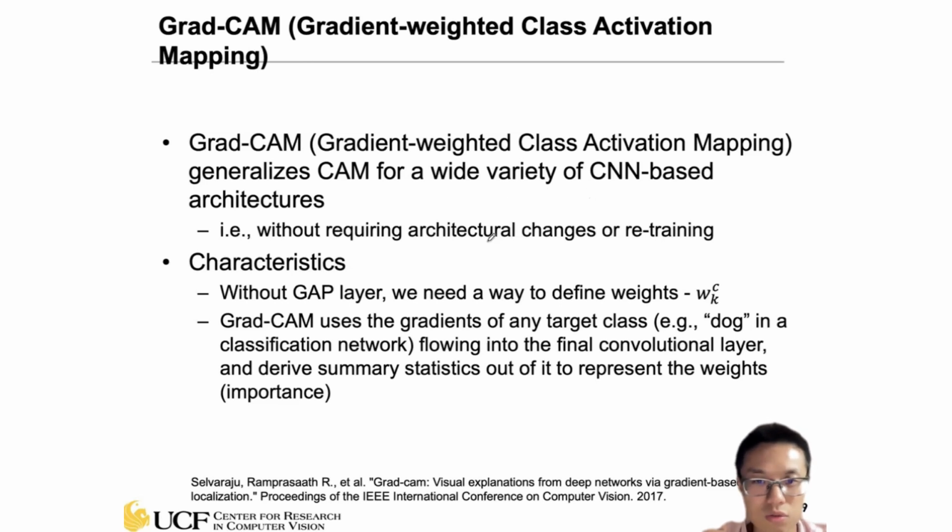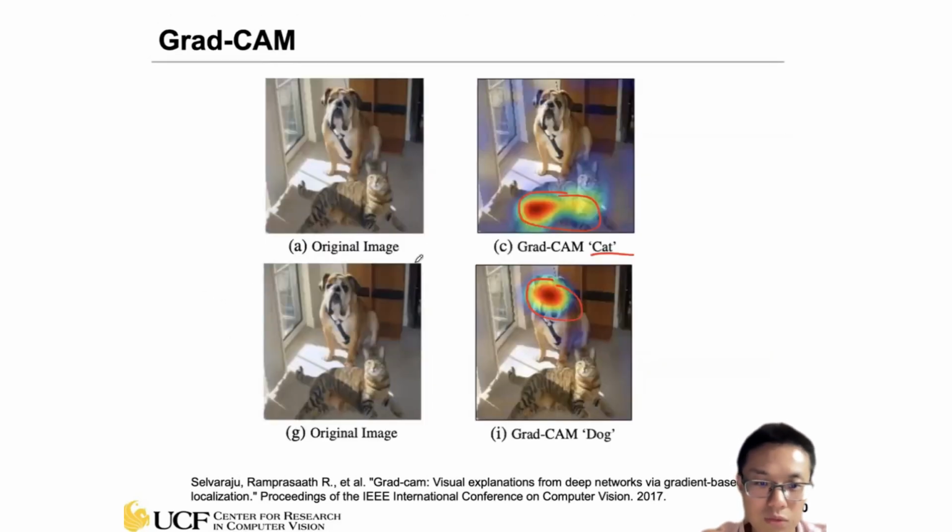And in this case, you don't have to retrain the model to switch to GAP. You just have to use whatever the original network you are using, okay? And it also shows that it gives a more precise localization in their paper. So if you're interested, you can read more from this reference, the Grad-CAM paper.